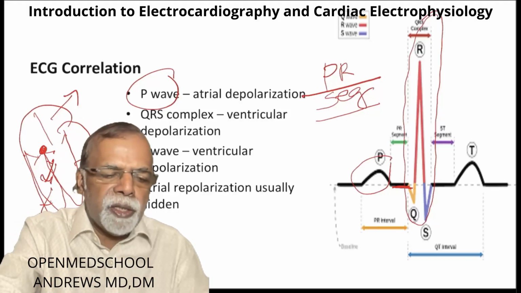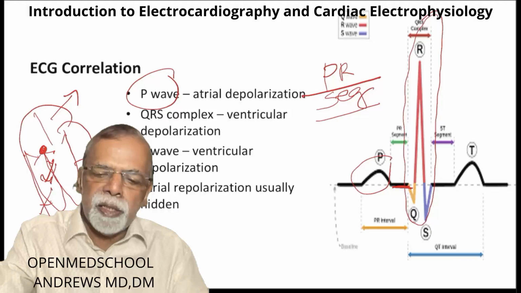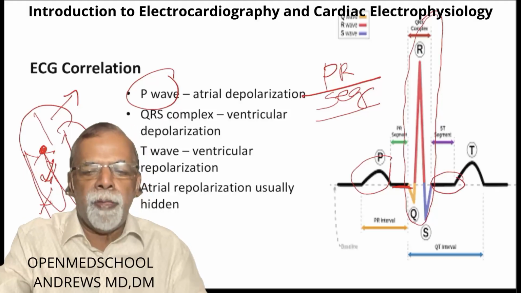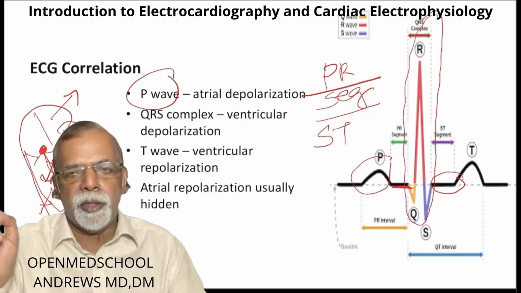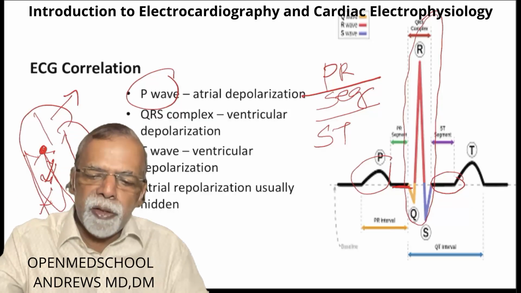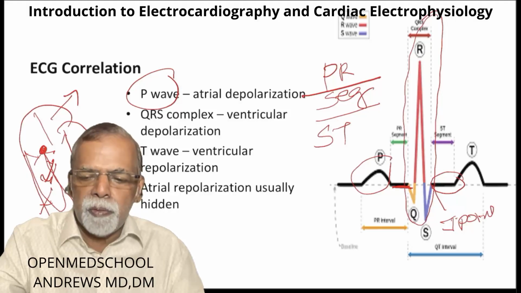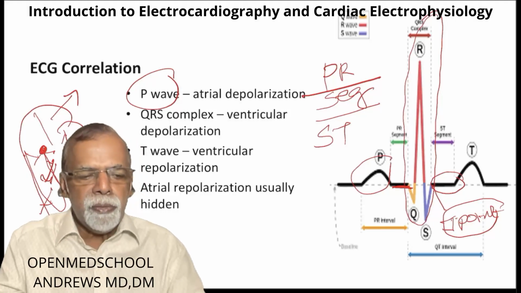Then again, after depolarization, there is a silence, electrically silent, that is the ST segment. Just like the PR segment, the ST segment is also isoelectric. There is no electrical activity. And the beginning of the ST segment is called the J point. So remember this, the J point.